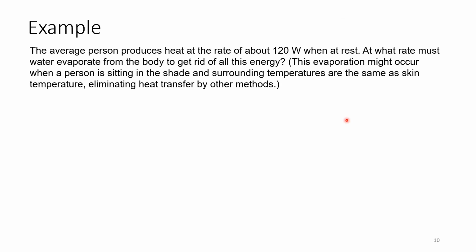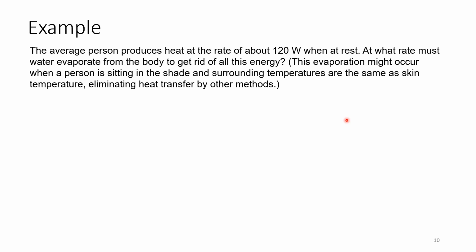Some interesting phenomena happen when convection is accompanied by a phase change. It allows us to cool off by sweating, even if the temperature of the surrounding air exceeds body temperature. Let's look at this example together.